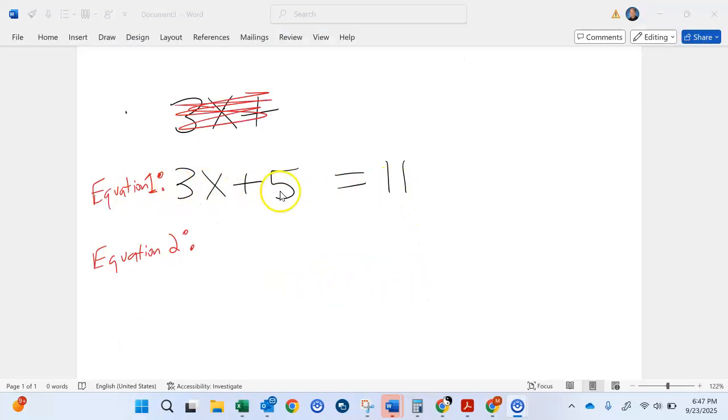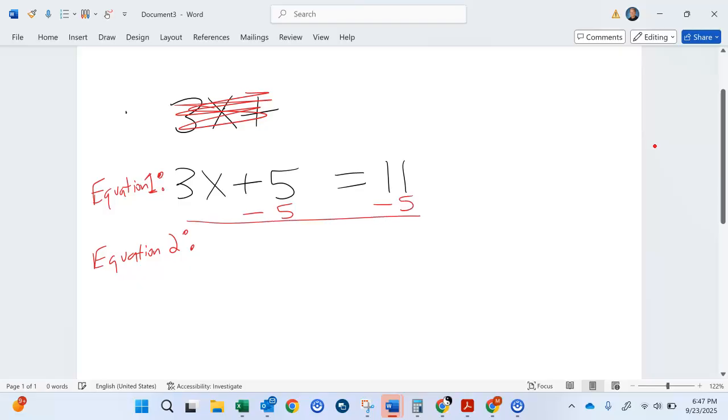Say we have this equation right here, 3x plus 5 equals 11. And let's say I wanted to solve it. What's the first thing I would do? You probably remember I would subtract 5 from both sides to combine like terms on opposite sides. And then I would get a new equation, right? So my 5's would cancel out, and I'd have 3x equals 11 minus 5 is 6.